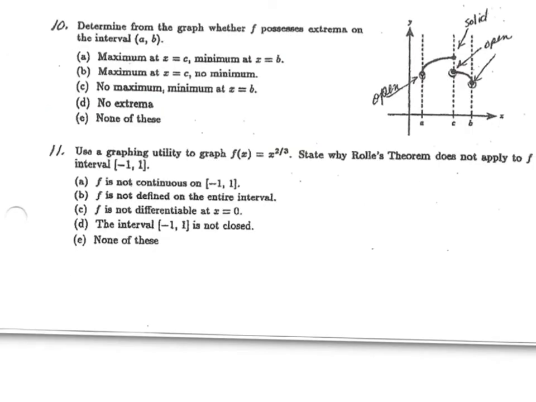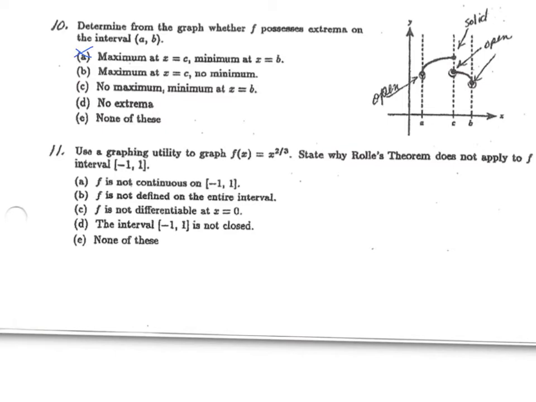For number 10, we want to take a look at the graph and determine whether or not our function possesses extrema on the interval from A to B. So first, choice A is claiming that we'll have a maximum value at x equals C and a minimum value at x equals B. And since those are two open dots, they can't be extrema because the points have to exist. So that would not be true.